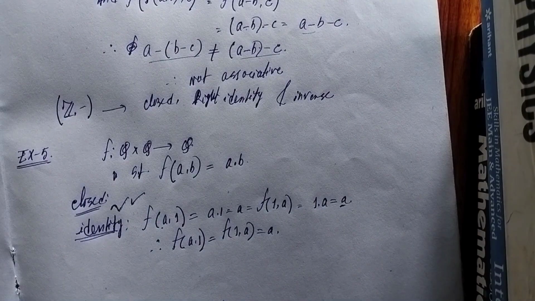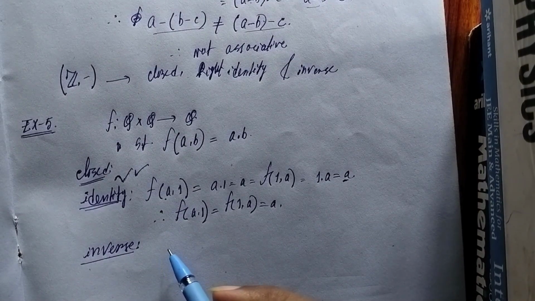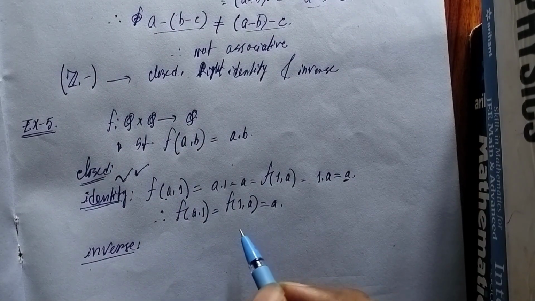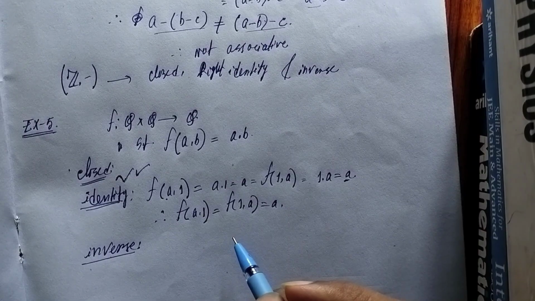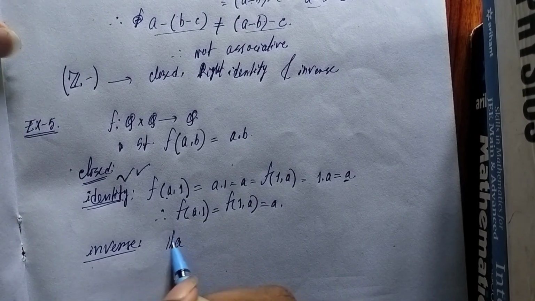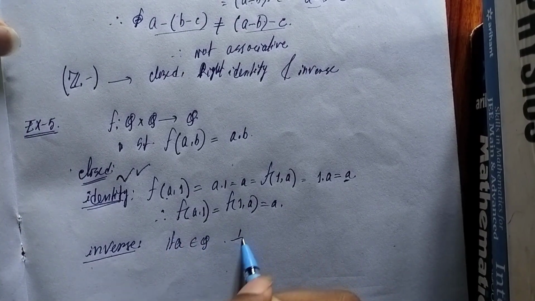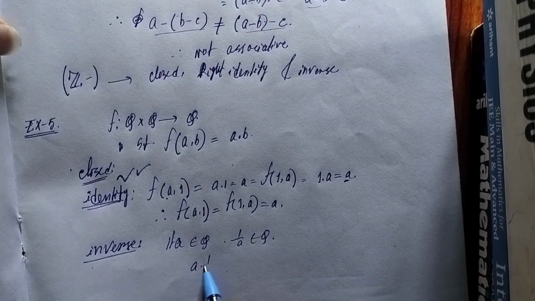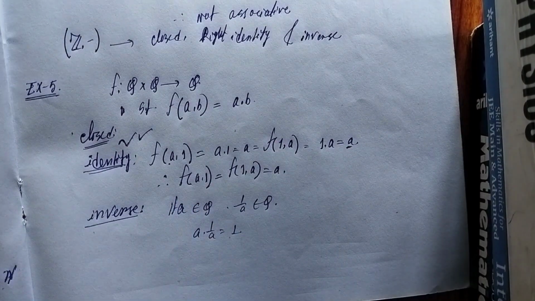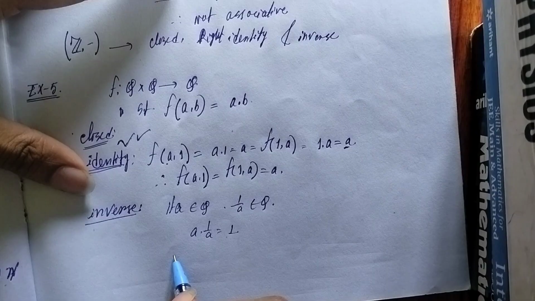Now looking at the inverse, this is the most interesting thing. Naturally it looks like each and every element has an inverse, because if a belongs to the rational numbers, then definitely 1 by a also belongs to the rational numbers. So a into 1 by a is going to be 1. This looks obvious, but in Q, 0 belongs to Q.